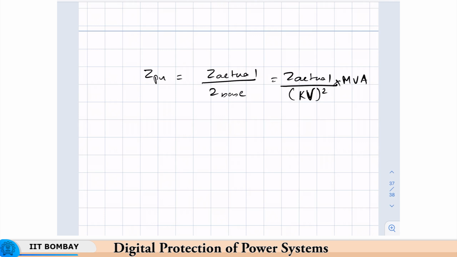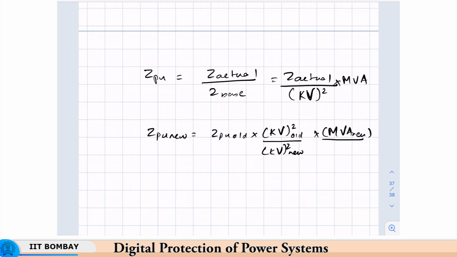Now, you have decided you need a different base, or the equipment values are given on their own base, and for the whole network you choose a base of, say, 220 kV and 100 MVA. So, how do you change? Z per unit new is equal to Z per unit old into kV square old upon kV square new into MVA new upon MVA old. Okay. So, this is how you will change the base.